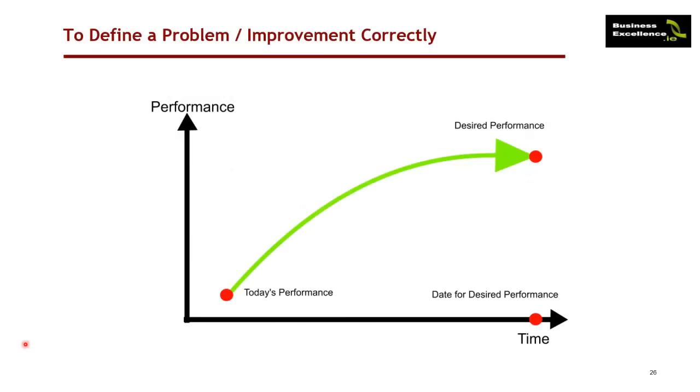To define any problem or improvement correctly, there are three fundamental measurements that you need. Firstly, what's today's performance? If I looked at the process, if I looked at the piece of equipment today, what level is it performing at, in terms of efficiency, in terms of yield, in terms of time, etc. Then what I want to know is what's my desired performance level? And the last part I want to know is when do I want to be able to achieve that desired performance level? If I don't have any one of these three pieces of information, then it's actually physically impossible for me to define a problem statement correctly.